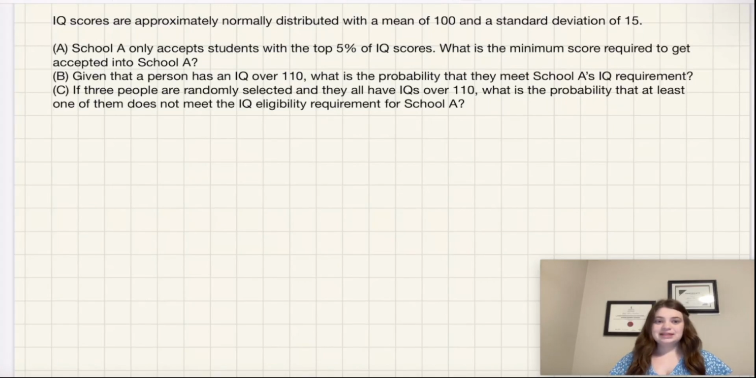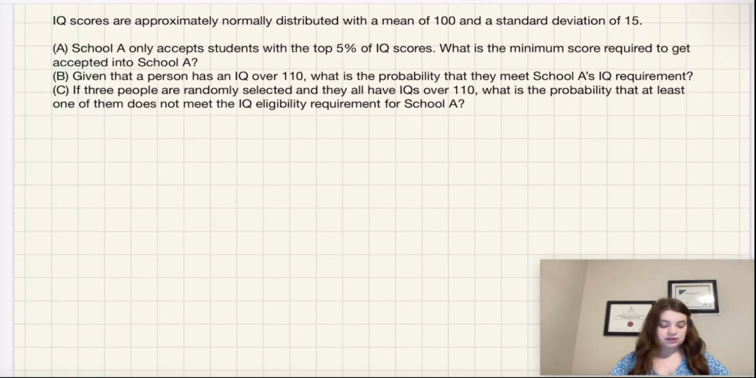Welcome back. Today we're going to be doing a practice question for the free response section of the AP Statistics exam. This one specifically is going to be focusing on calculations for the normal distribution. All right, IQ scores are approximately normally distributed with a mean of 100 and a standard deviation of 15. School A only accepts students with the top 5% of IQ scores. What is the minimum score required to get accepted into School A?